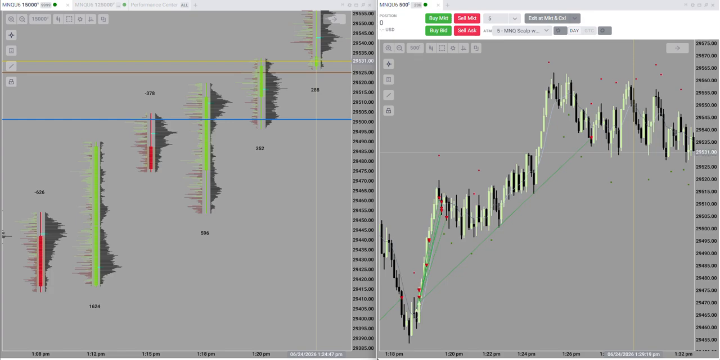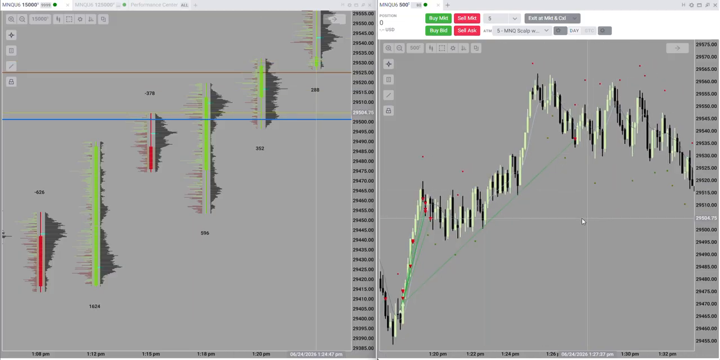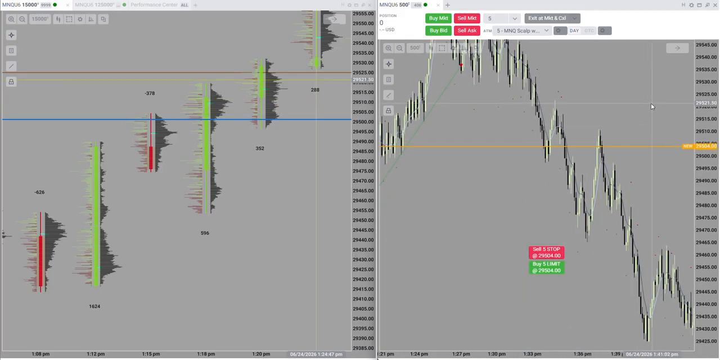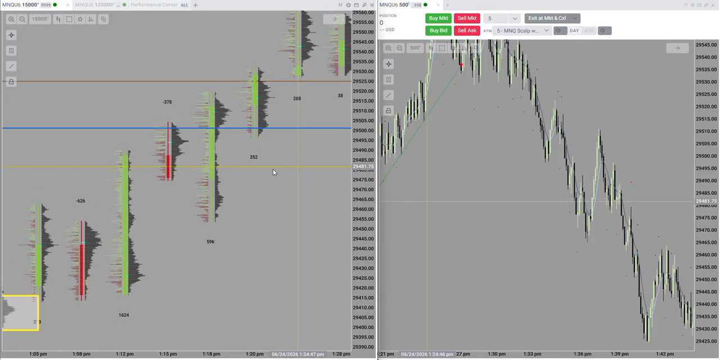So, let's see, hold up. Maybe it's not the last trade of the day. Let's keep looking. Yeah, that was the last trade of the day. That was it. So what is this? So what is this breakdown then, right?